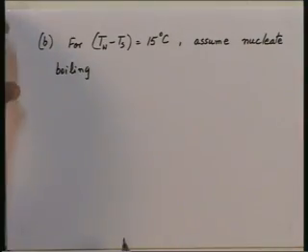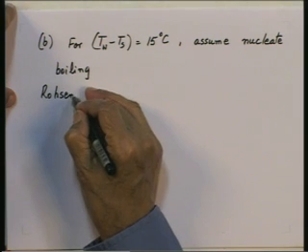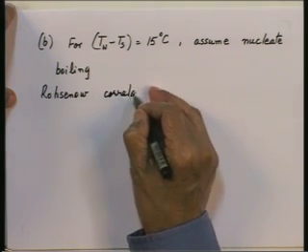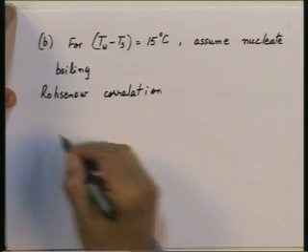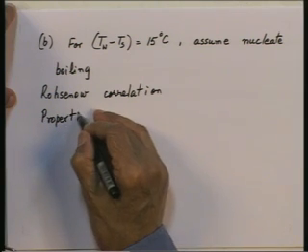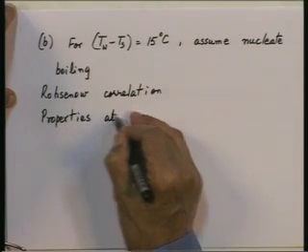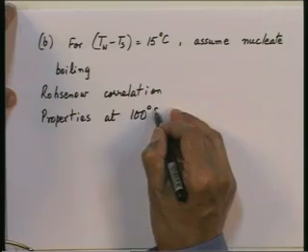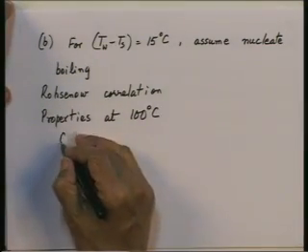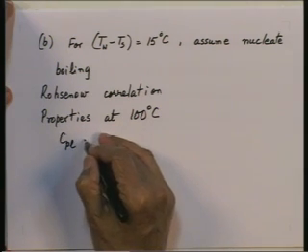Now, we will use the Rosenau correlation, and in order to use the Rosenau correlation, we will need properties at the saturation temperature, 100 degrees centigrade. And what are the properties? I will just put down the values and then just say what the answer will be.